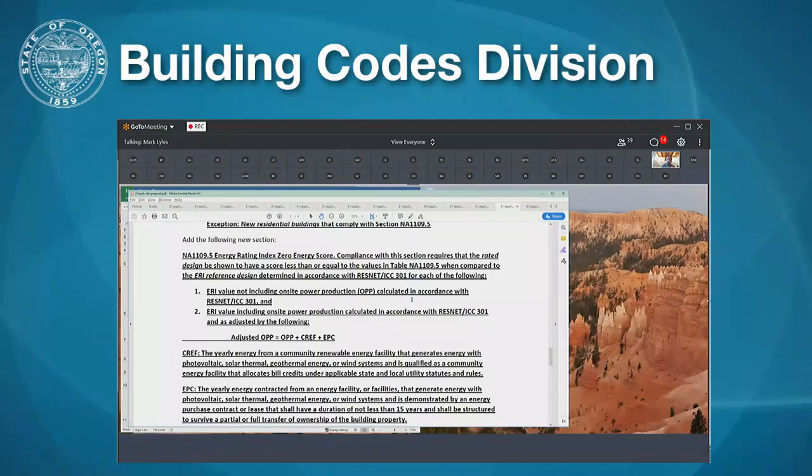I'll leave it there and open it up for any questions that folks from the Bureau or on the line might have.